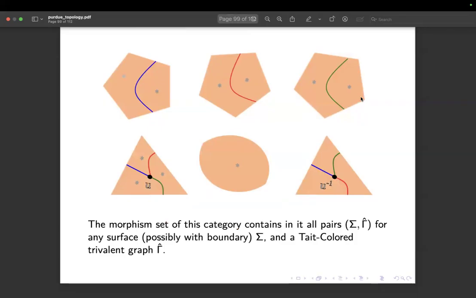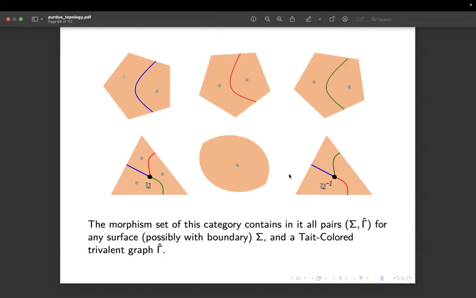Okay. So the morphism set of this category contains in it all pairs sigma gamma hat for any surface, possibly with boundary sigma, and the Tait-colored trivalent graph gamma bar. So this surface has the property that it accommodates all the trivalent graphs sitting in any surface which is already 3H colored. So this is a good point to mention that in all the approaches we talked about, we are not talking about abstract graphs. For the Penrose approach or Bullrich and other approach, they use ribbon graphs. For Kronheimer-Mrowka and Khovanov and others, they use webs. And I'm using something very different.